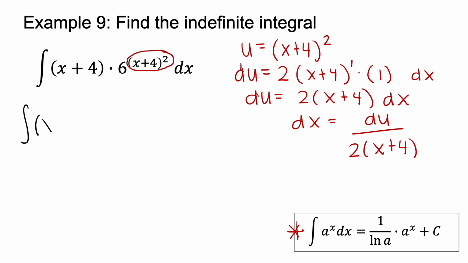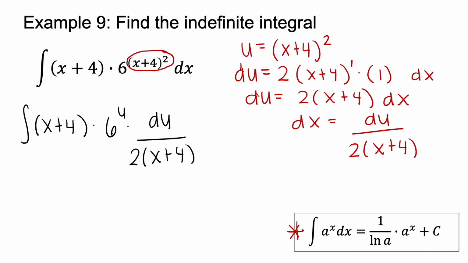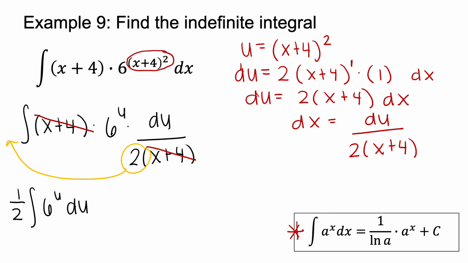So let's start replacing and see what happens. Here we have our integral of x plus 4 times, let's replace this with 6 to the u times du over 2 times x plus 4. And it seems like this is working out because our x plus 4 quantity ends up canceling out. We do still have this 2 in our denominator, but hopefully by now you recognize that that is just a 1/2 that can come out to the front. So we really have 1/2 the integral of 6 to the u du, and now we can integrate this using this rule.